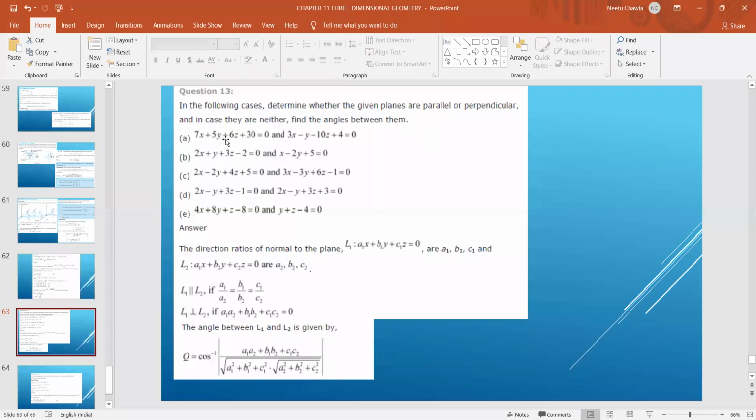Just now we had done, this is your A1, B1, C1, and this is your A2, B2, C2. Just multiply this and tell me what about this first question, A part. What are we getting? Are they parallel, are they perpendicular, or can we find an angle between them? Just check it out fast.